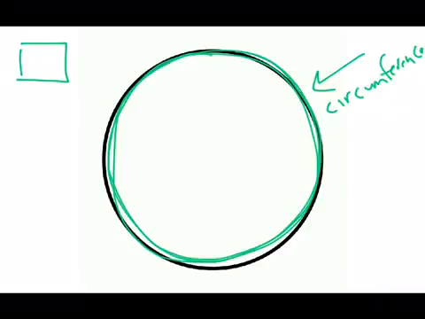The circumference of the circle is the distance around the circle. So we compare this to perimeter. The perimeter is the distance around a polygon. The circumference is the distance around a circle. Today we're going to learn how to find the circumference and why it works.